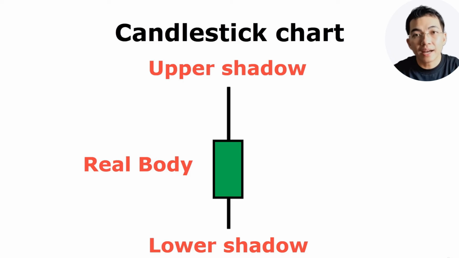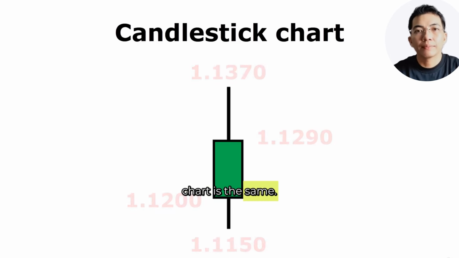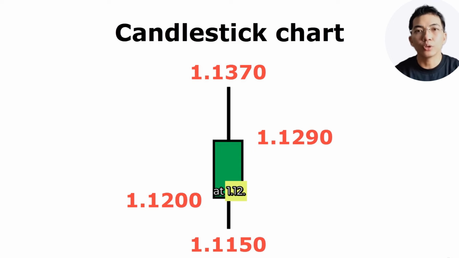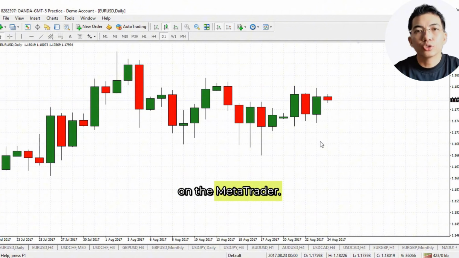I use the price example that I have used for the bar chart, so you can see that the candlestick chart is the same. The opening price is at 1.12, then the lower shadow shows a low at 1.1150 and the upper shadow shows a high at 1.1370. The price then closes at 1.1290. In addition, you have the color of the candle that gives you immediately the information that the price increased in that session. Let's see an example on the MetaTrader.